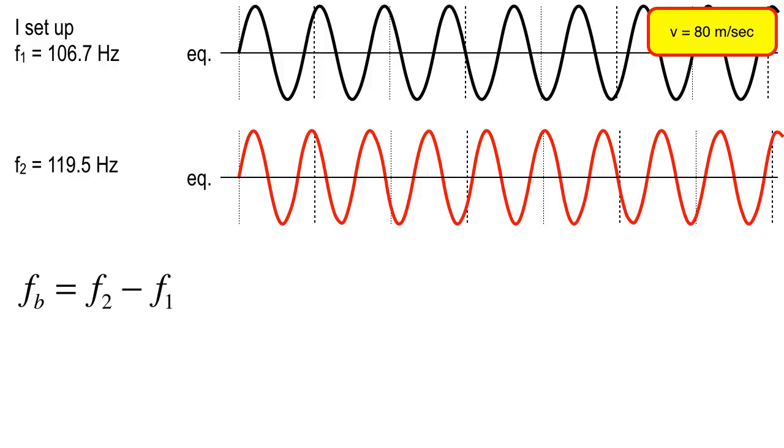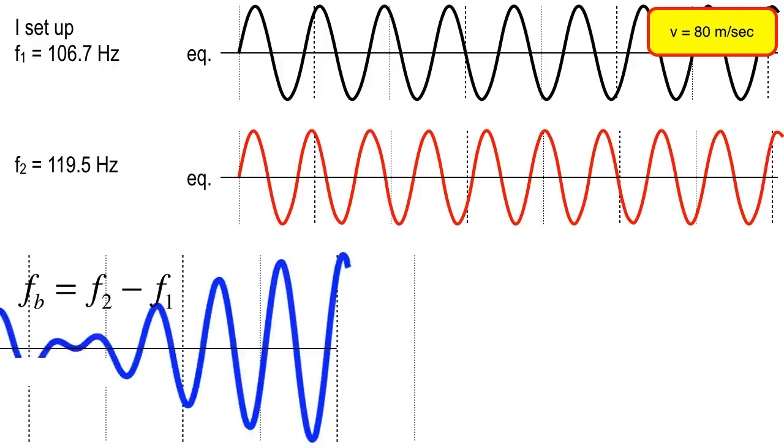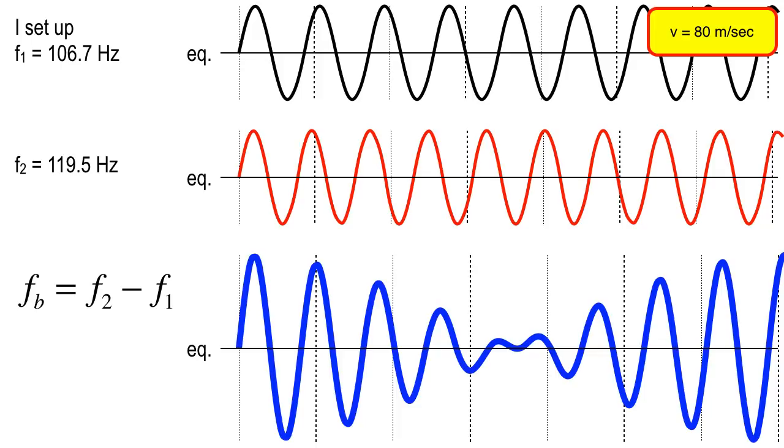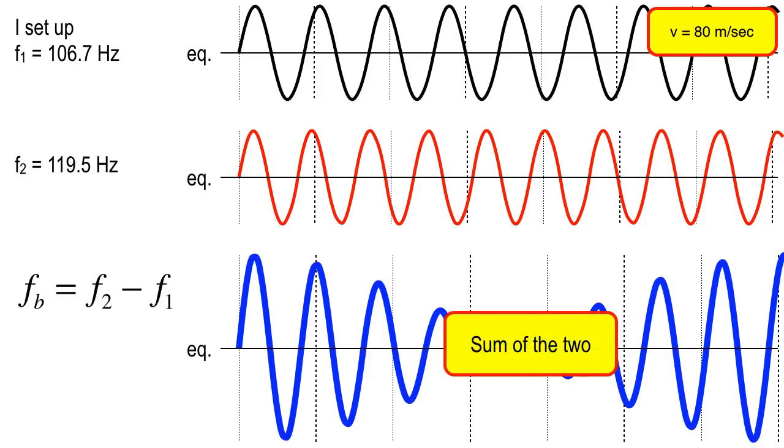All right, so you can figure out the beat frequency. F2 minus F1, easy. It's just a few cycles per second. Now, when you add those two sounds together on this other planet where the speed of sound is 80 meters per second, that is what you hear. That's the sum of the two sources.